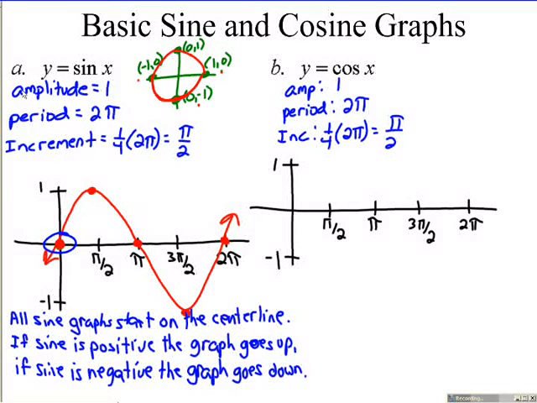Cosine of 0 degrees. Cosine of 0, remember, is the x-coordinate. So at 0, we are up at 1. Pi over 2, cosine of pi over 2 up here is 0. So pi over 2, 0 is an ordered pair. Pi radians, cosine of pi is -1. 3 pi over 2, the cosine of 3 pi over 2 is 0. And 2 pi, the cosine value is back up at 1. Connect those points with a smooth curve once again.